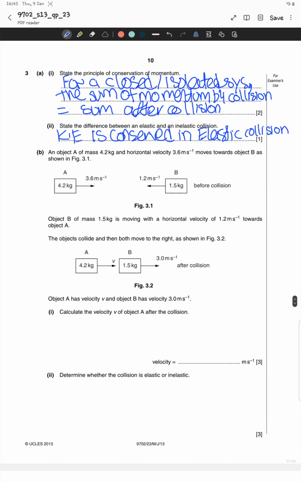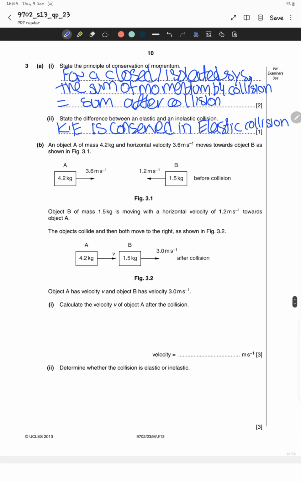Okay, and then you have two objects, object A of mass 4.2 with velocity 3.6, and object B of mass 1.5 with velocity 1.2 meters per second. The objects collide. So these two collide, and then both of them move to the right. Object A has velocity v, and object B has velocity 3. Calculate the velocity v of object A after collision.